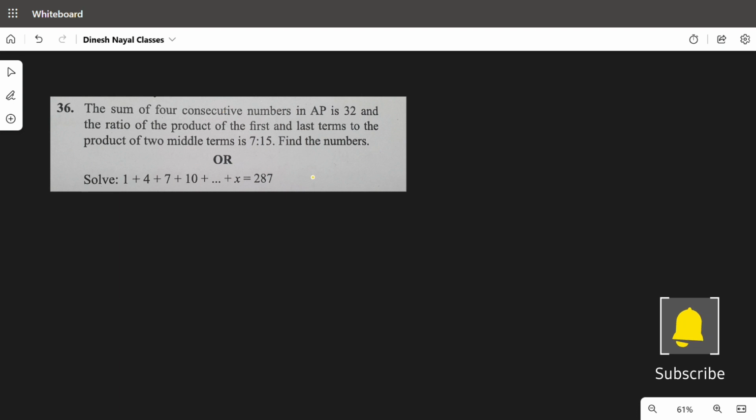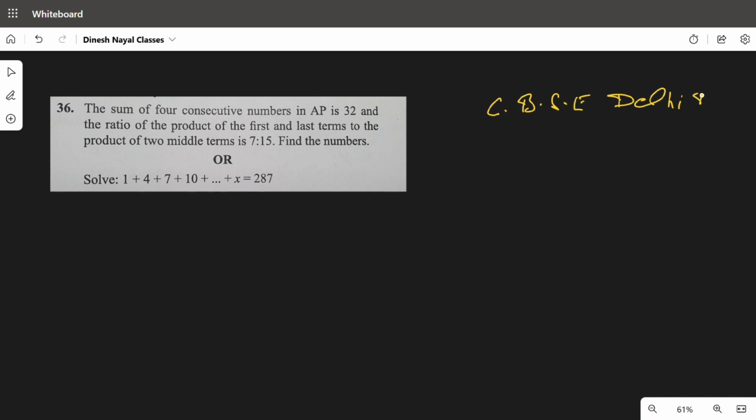Hence x equal to 40 is the answer. Now the next question. This question is from CBSE only, but this is the Delhi board. Year is 2020. This was from section D, question number 36, and this is a 4-marker question.